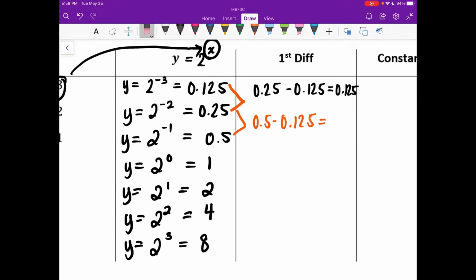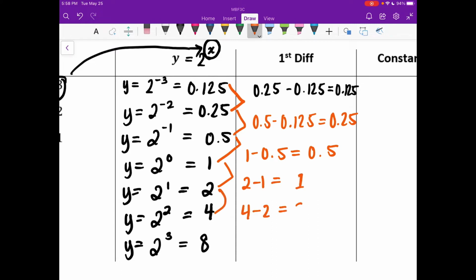Again, I'm just throwing these into my calculator to do the math. 1 minus 0.5 is going to be 0.5. 2 minus 1 is 1. 4 minus 2 is 2. And 8 minus 4 is 4. Notice how the first differences are not constant. This is not a linear relationship. But we knew that because a linear relationship has y equals mx plus b.